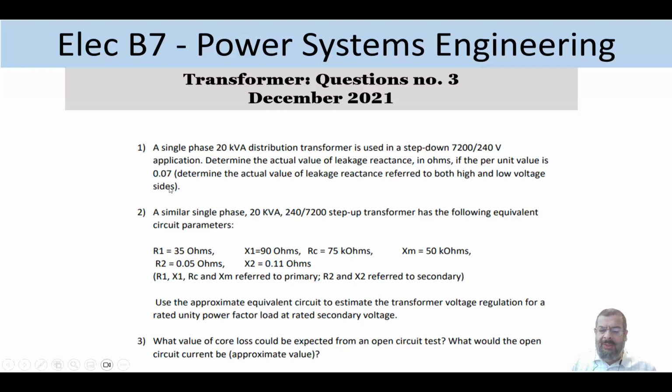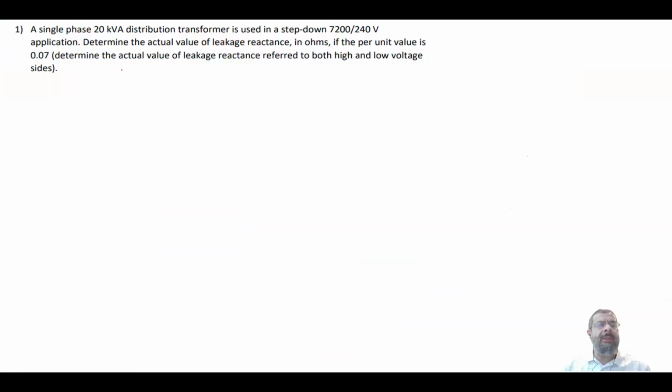In the first part of this question, it says a single phase 20 kVA distribution transformer is used to step down the voltage from 7200 to 240 volt. Find the actual value of the leakage reactance in ohms if the per unit value is 0.07, and we want to find the actual leakage reactance referred to the high voltage side and referred to the low voltage side. So here the per unit is given as 0.07. This is unitless.